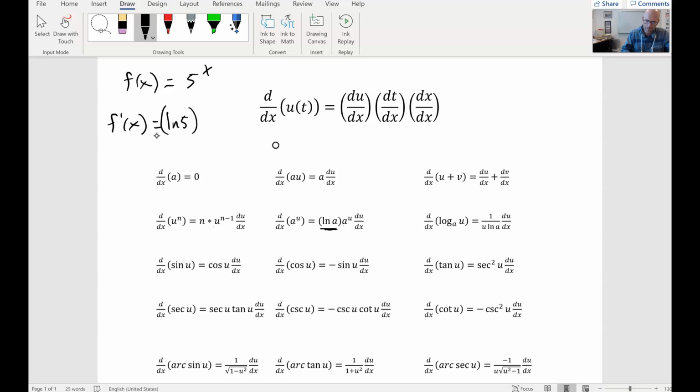But notice that this guy is still there. So basically, I'm taking what I had before and multiplying it by the natural log of the base. So that would be 5 to the x. And then, of course, the chain rule would tell me I'd have to take the derivative of x. In this case, it would be dx dx, which, of course, is just 1, so I wouldn't bother writing that. Okay? And that would be my derivative.